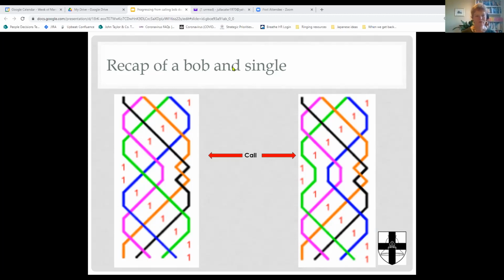So if we have a little recap of what happens in a bob, which is clearly the one on the left hand side.